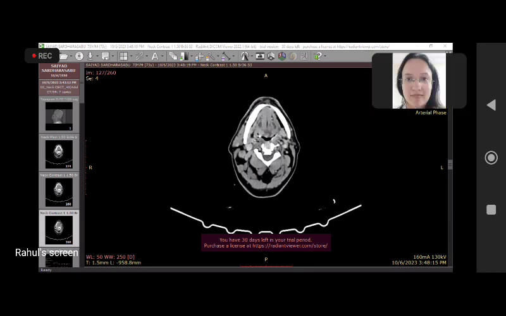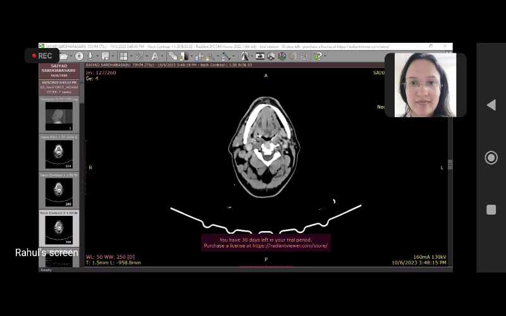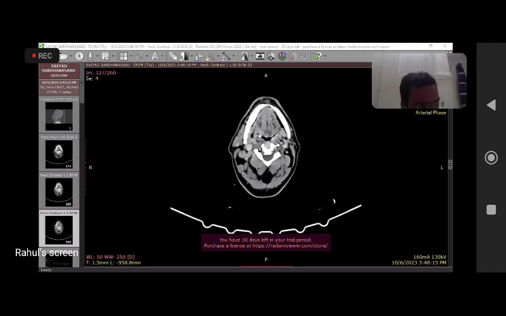I know there are three cross-sectional imaging modalities, my friend. Ma'am, PET CT scan, whole body PET CT, 18 fluorodeoxyglucose, FDG PET CT whole body. I will consider it. So why are you thinking so much, Rahul?